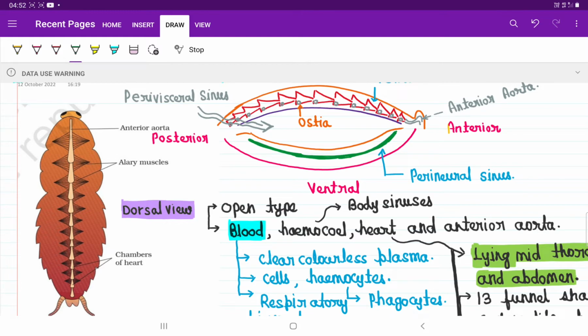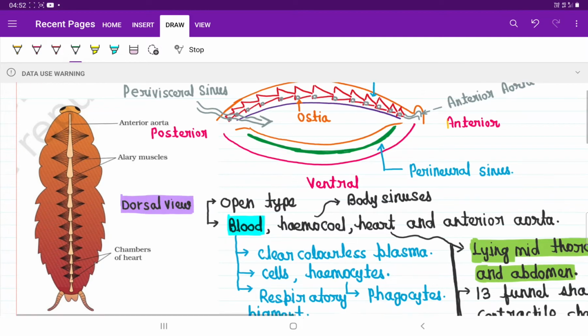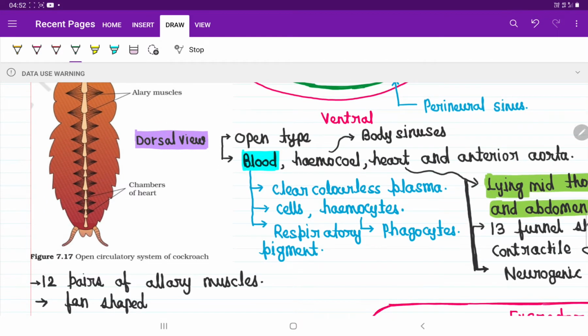This open type of circulatory system is such a type of system in which organs are dipped into blood. Blood, or better you say hemolymph, right? So they have hemolymph also. What is the hemolymph? Blood, or hemolymph, as I just told. And the blood flows into the cavities that are called hemocoel.